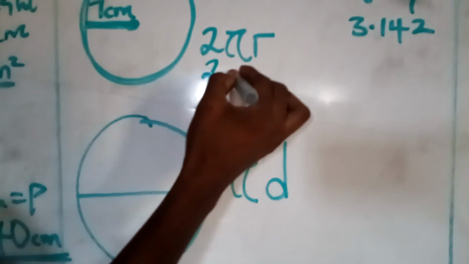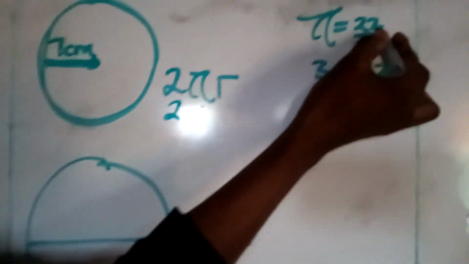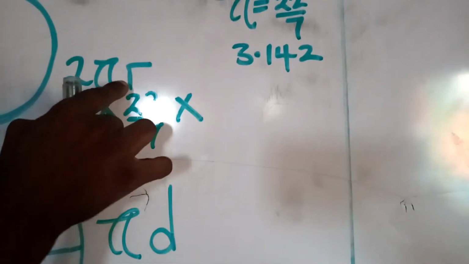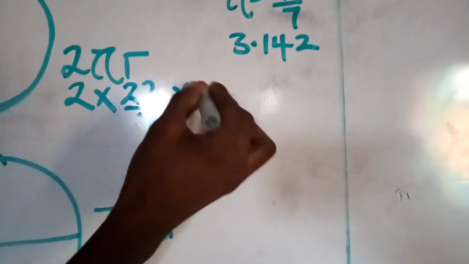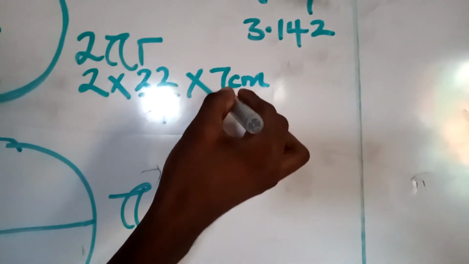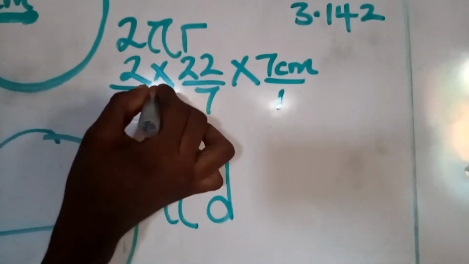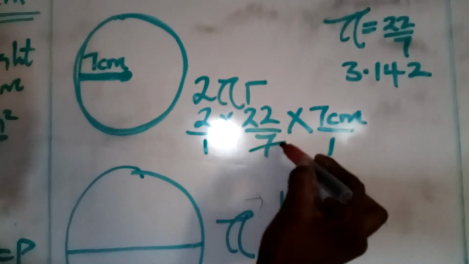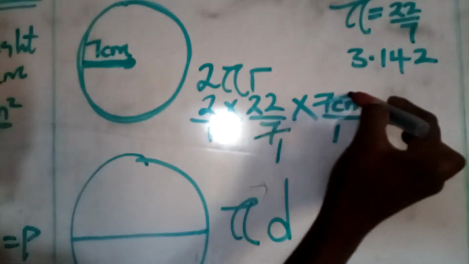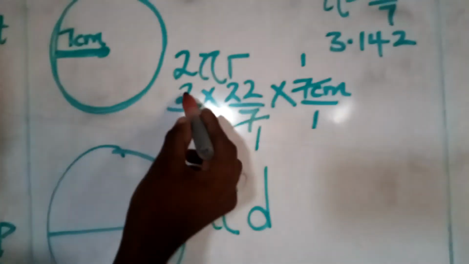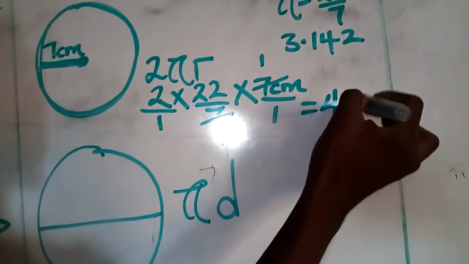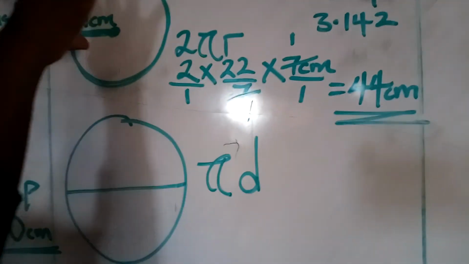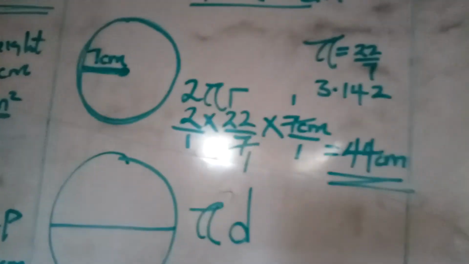This is 2 times our pi, 22/7 times our radius, 7 centimeters. We can put this over 1 and put this over 1. And we'll cancel out. 7 here, 1. 7 here, 1. 2 times 22 will give you 44 centimeters as the circumference of this circle.